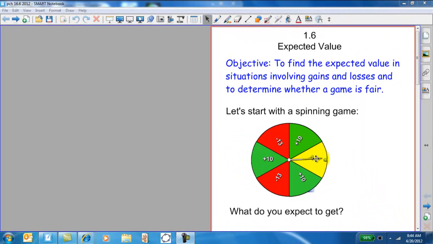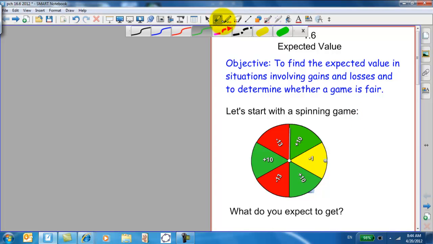Hello pre-calc students, here we are with finding expected value. Let's start with a spinning game. If we spin this thing, let's record what we won there. Well, it looks like we got 10 bucks. Cool.